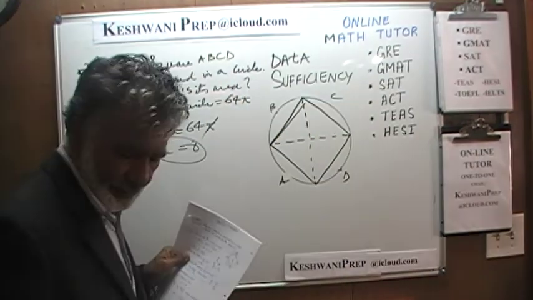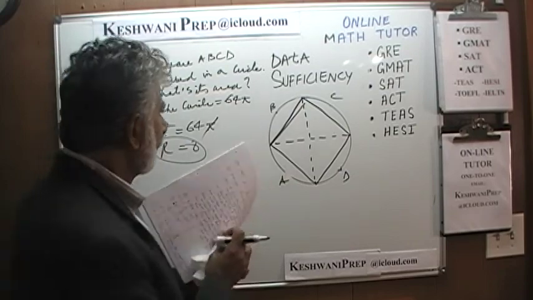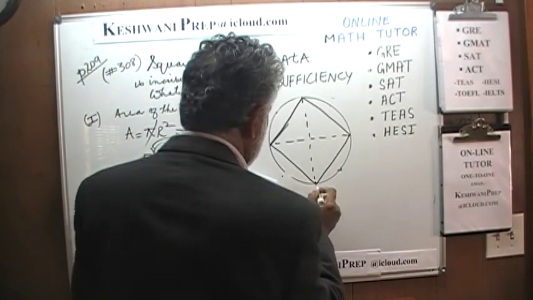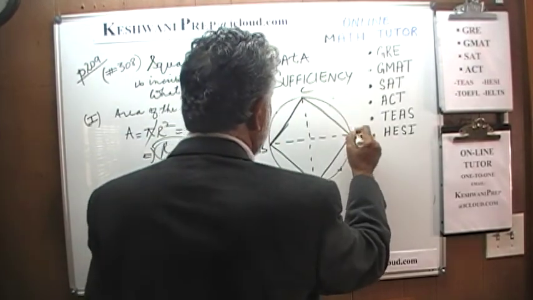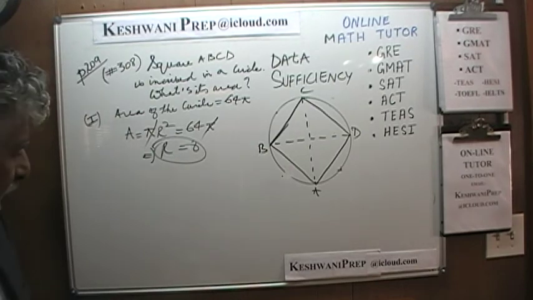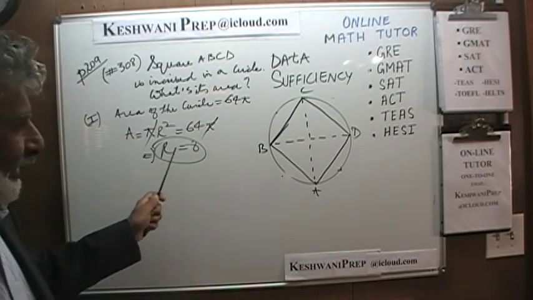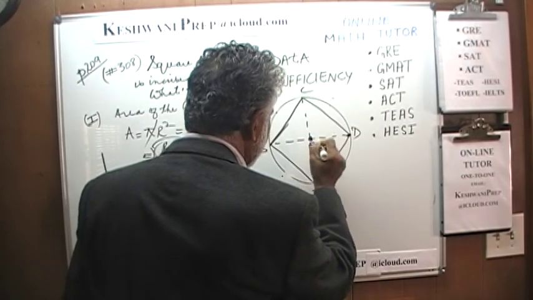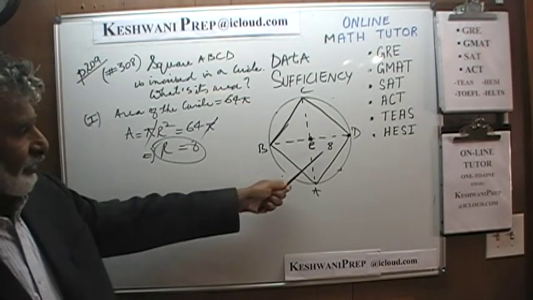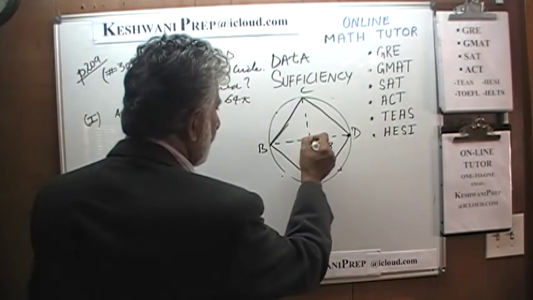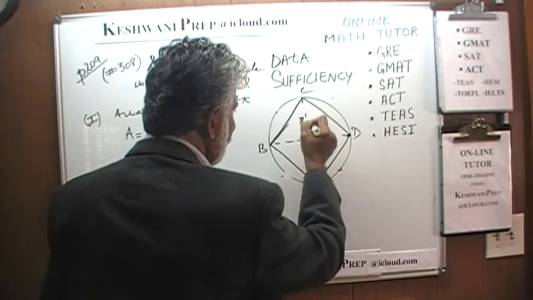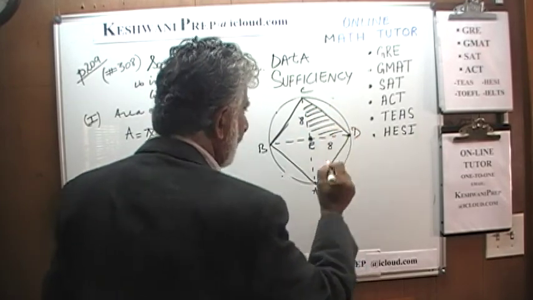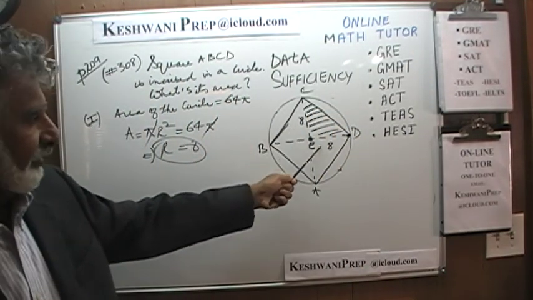This is our square, A, B, C, and D. What we just found out is that the radius of the circle is 8, which means this distance from here to here is 8. Let's call this point E. Once we know this, we also know that E to C is also 8, because that's also the radius. We can figure out the area of this triangle, because we know the base, we know the height. The base and the height are the same.